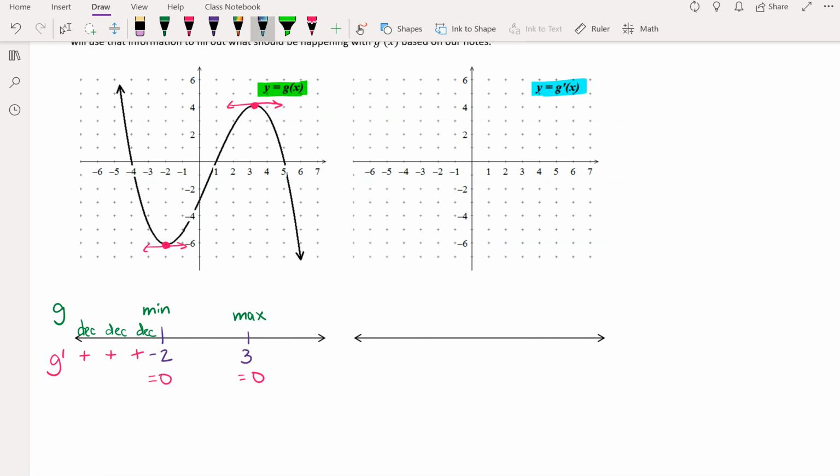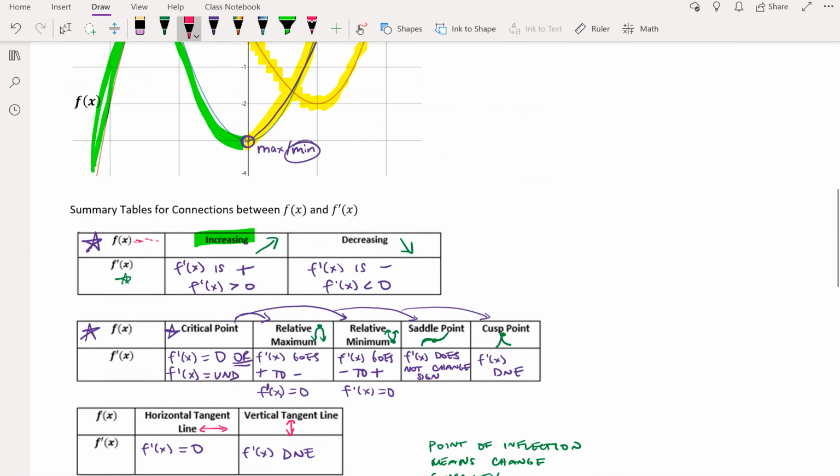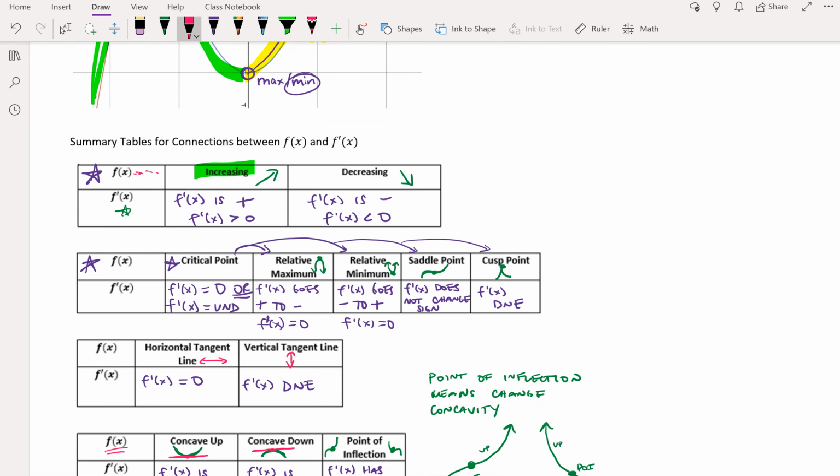And then we switch to increasing all the way into 3. And that means, oh, sorry, decreasing means the derivative graph is negative. My bad. Negative, negative, negative. Increasing means the derivative graph is going to be positive. If we go back up, we definitely wrote those notes correctly. I just read it backwards when I was doing the graph.